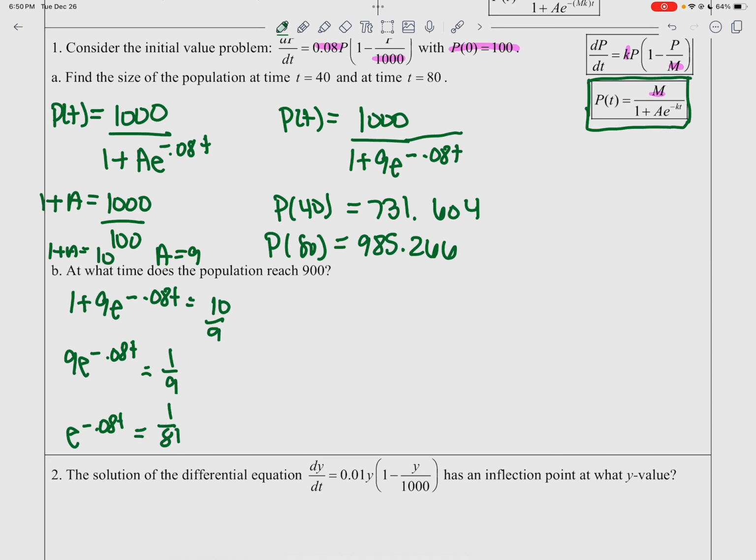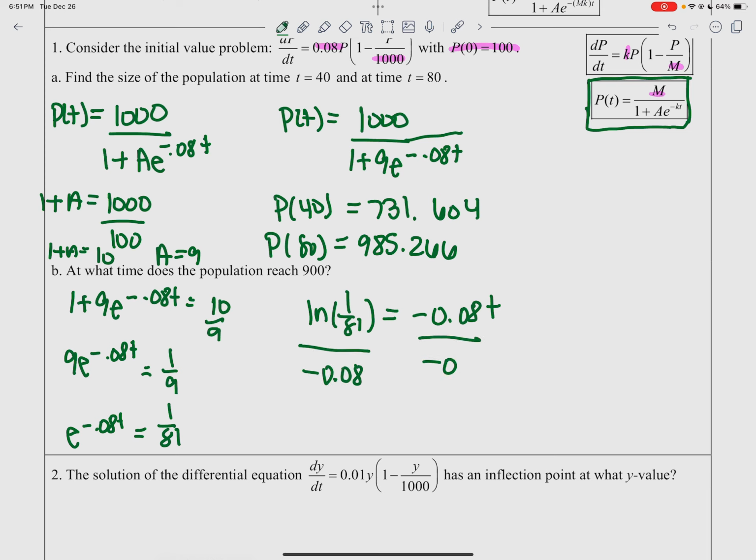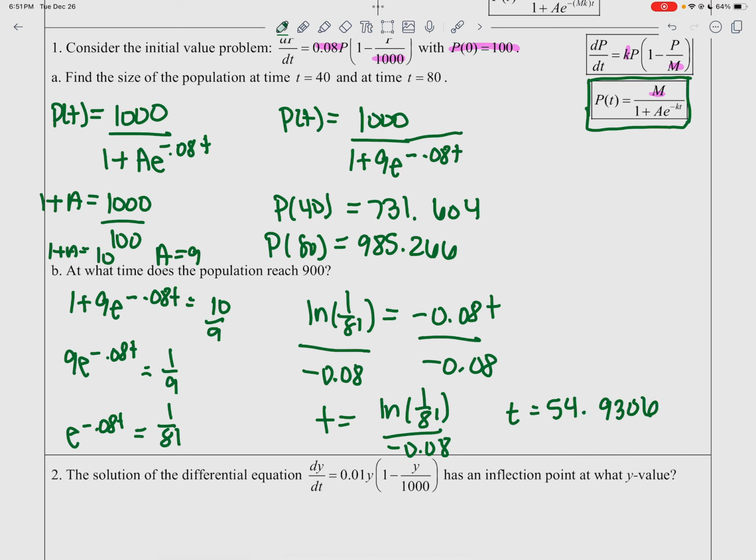That's 1 over 81. I'm going to take the ln of both sides, then divide by 0.08 to get t being ln of 1 over 81 over negative 0.08. What is that? It's approximately 54.9306 years.